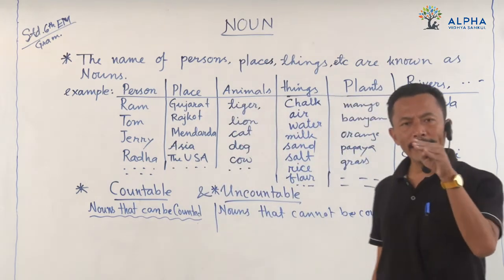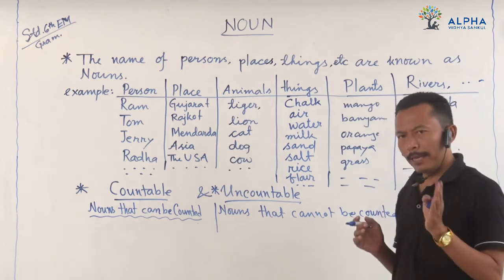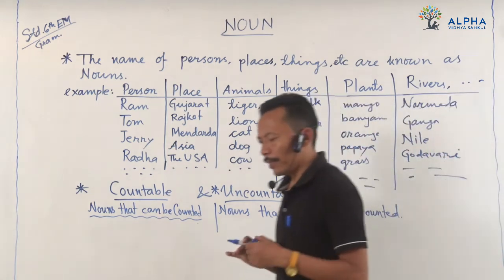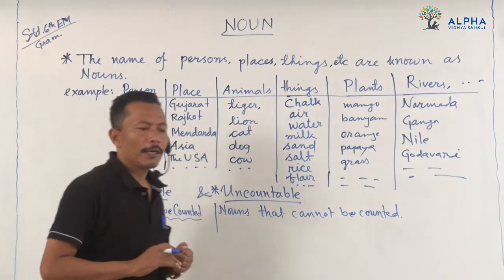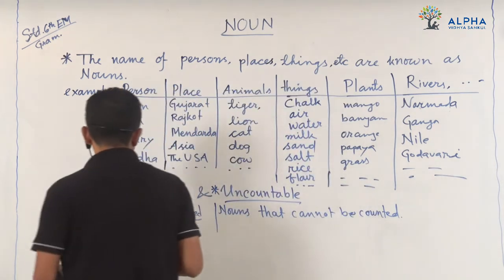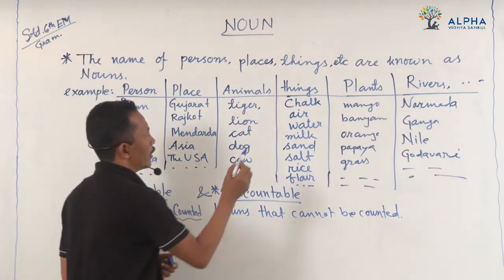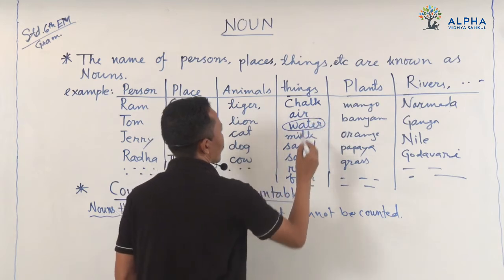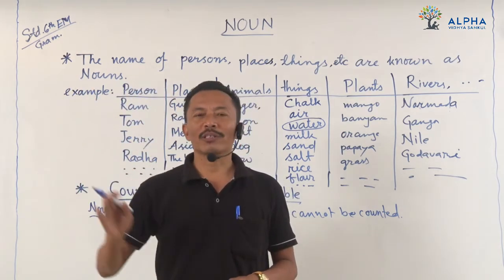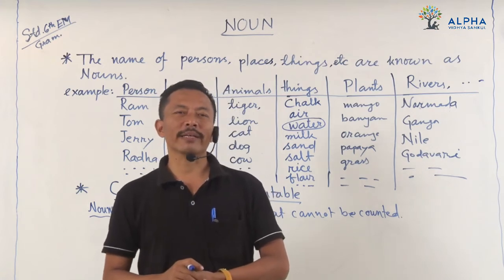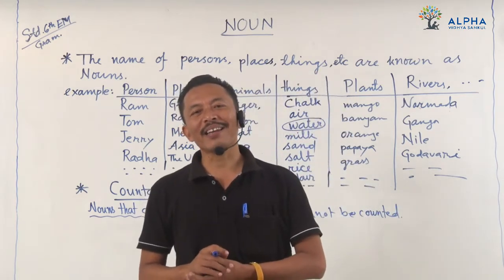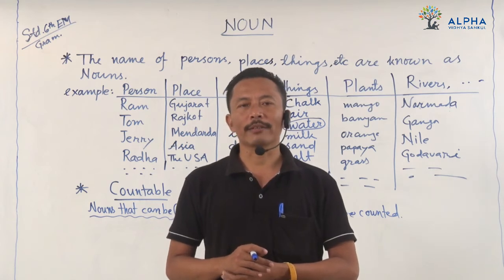Still, till now, if you have no idea, let me revise that cannot be counted means, for example, water. Students, if I say water here, how can I count water? 1 water, 2 water, 3 water. We cannot count like that. How many waters are there in the sea? How many waters are there in your body? No, we cannot say like that.